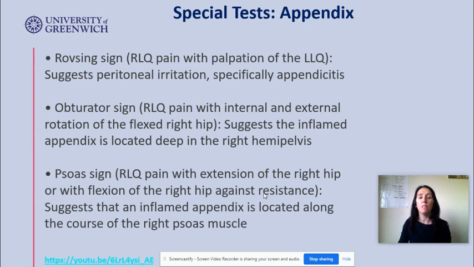It's the same with the psoas sign. What you're going to do here is extend the leg. And again, you're going to be getting that psoas muscle to touch on the inflamed appendix, and that will generate pain in the appendix area as well. Like I say, make sure you watch the videos because I'm going to be expecting you to be able to demonstrate this at your sessions.